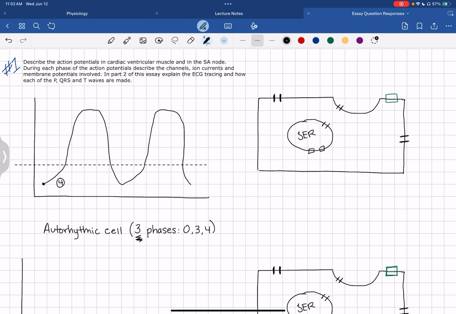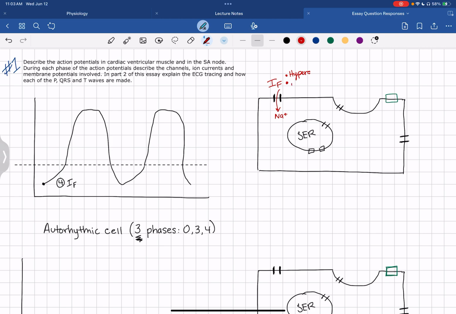So we have phase 4 here. In phase 4, we're going to talk about funny channels. Funny channels are kind of strange. They're only found on autorhythmic cells. These channels, we'll write it right here, I_F, funny. Funny channels can be stimulated by hyperpolarization. So as we can see here, this whole phase is in hyperpolarization, as it's below threshold. And so this will stimulate the I_F channels to open and let in some sodium.